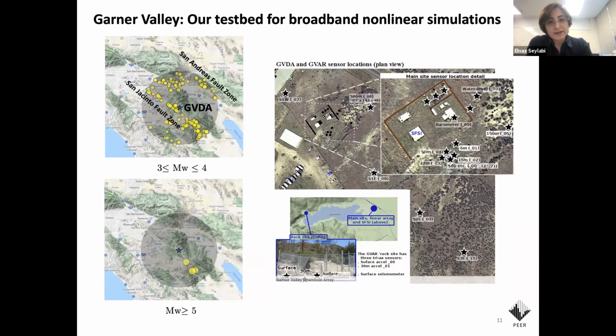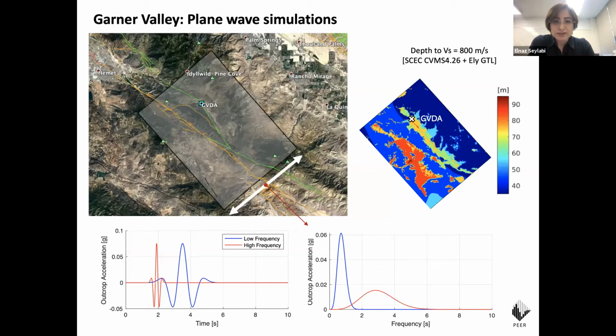So at the beginning, we decided to put the source effect aside, so we did plane wave simulations. We considered vertically propagating shear waves that are polarized along the small edge of the model. Also, we wanted to see the effects of the frequency content of the excitations. So we defined two input motions. One is low frequency, which is a Ricker wavelet with a central frequency of 1 Hertz. And the other one is the high frequency input with a central frequency of 3 Hertz.